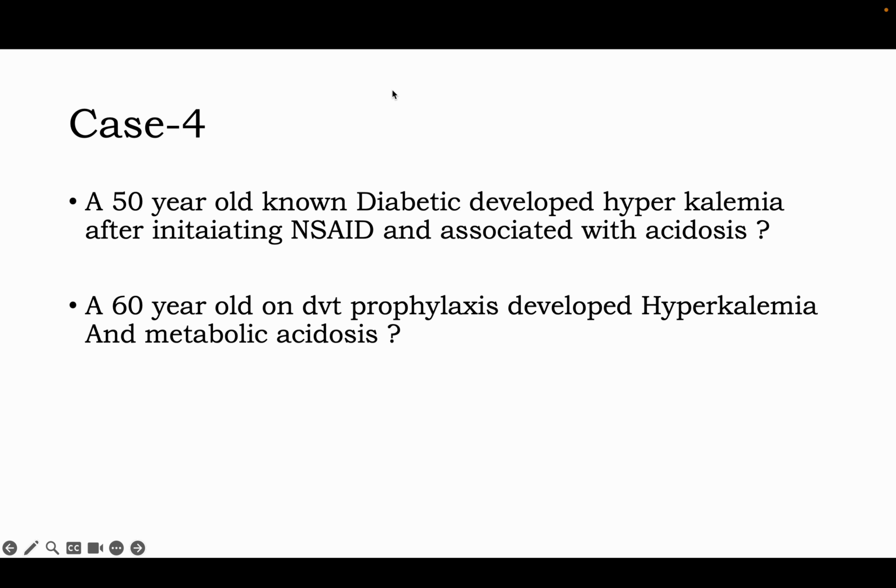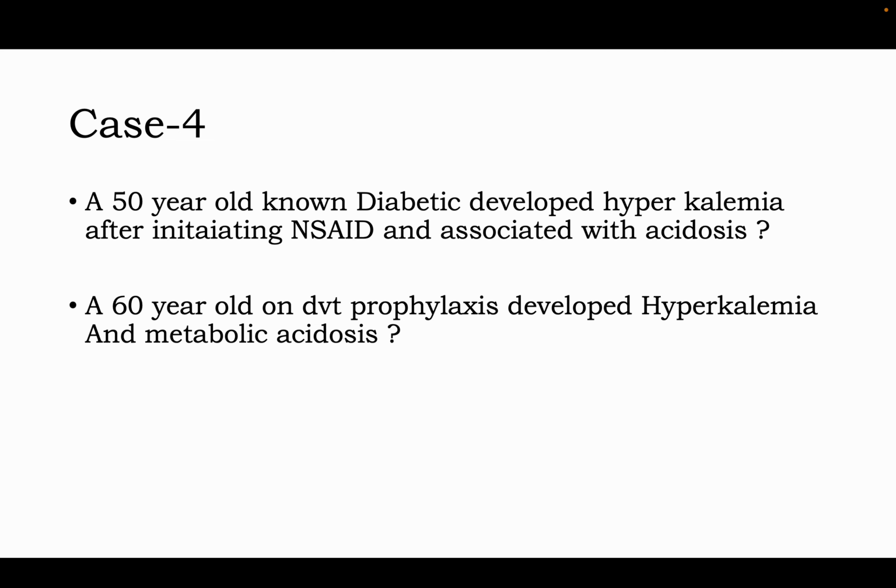But here we are discussing hyperkalemia, especially in the case of diabetes mellitus, where after initiating NSAIDs the patient developed hyperkalemia and metabolic acidosis. So this might be a case of type 4 RTA, where metabolic acidosis and hyperkalemia are there. In the second case, a 60-year-old female on DVT prophylaxis, you used heparin. Heparin also can cause hyperkalemia and metabolic acidosis because of a defect in aldosterone synthesis. So heparin inhibits aldosterone synthesis, which can cause type 4 RTA.